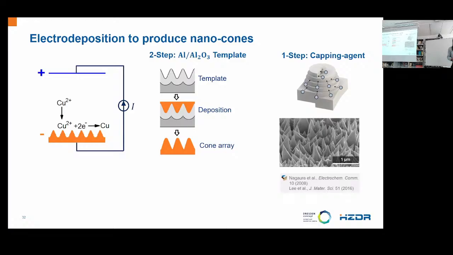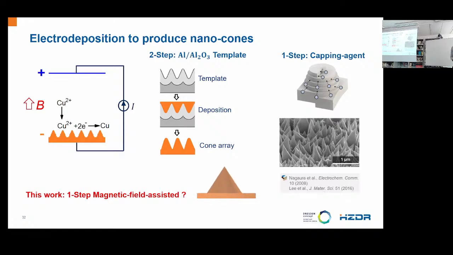But capping agents usually contain chloride that could be harmful for the environment. So in my work, inspired by previous works on magnetic structuring, I tried to use the magnetic field to support the growth of the conical structures, which could reduce or even avoid using the capping agent.